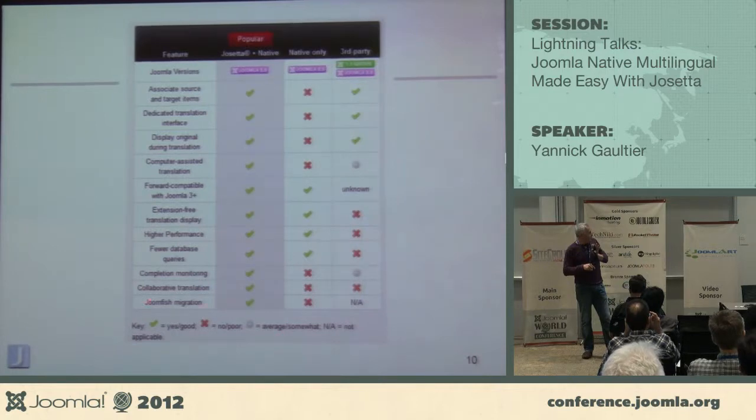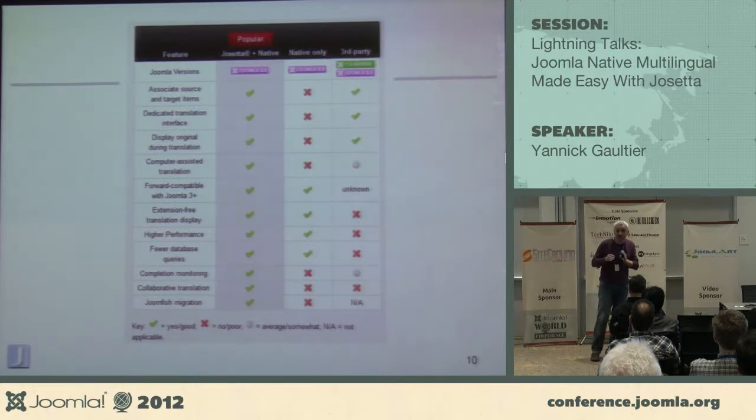You've got monitoring, so it's fairly easy to manage your translation. That's the whole point of using Josetta. And lastly, the Joomfish migration. That's pretty unique. It's also worth mentioning that the Joomfish migration from 1.5 to 2.5 actually works even if you don't have Joomfish and even if you don't have translation. So it's sort of a migration software as well.